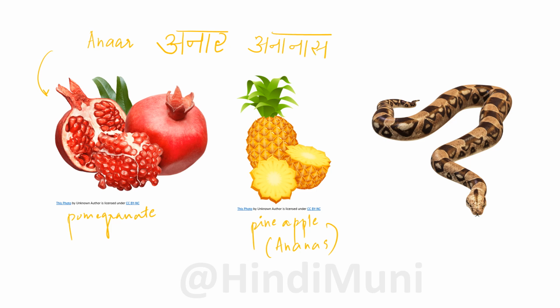Then this is a snake. This is called ajgar, ajgar. So the first words are anar, ananas, ajgar.